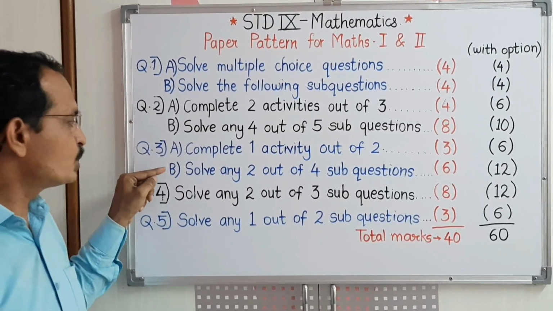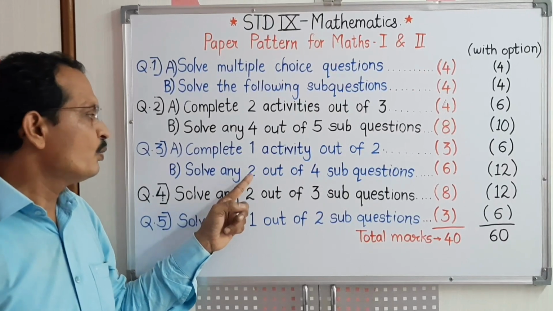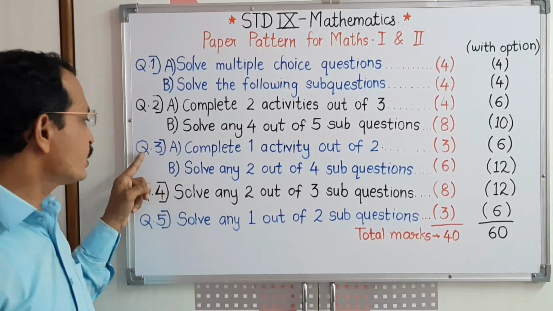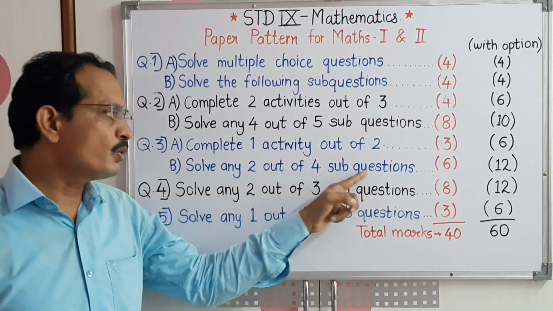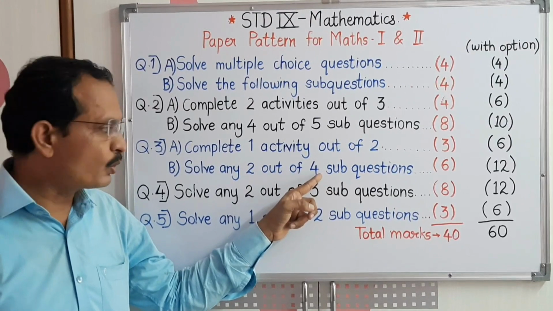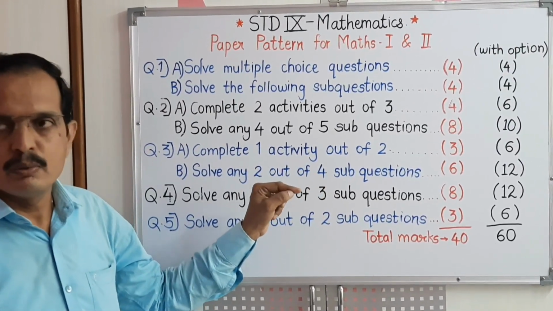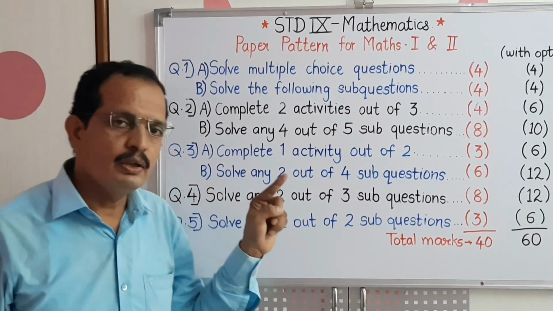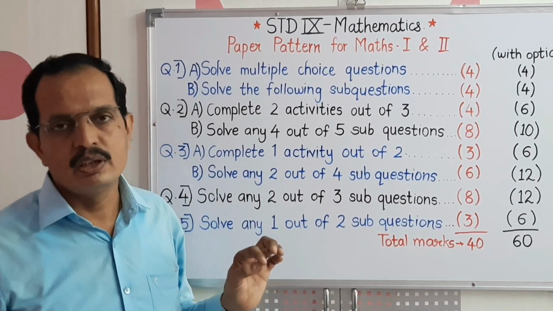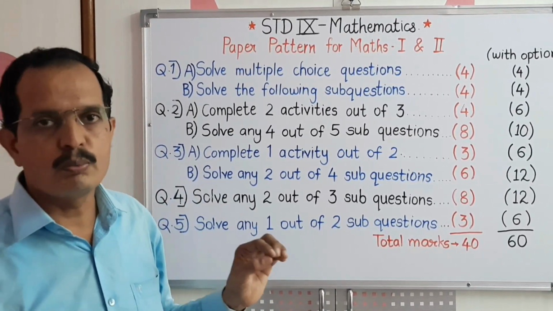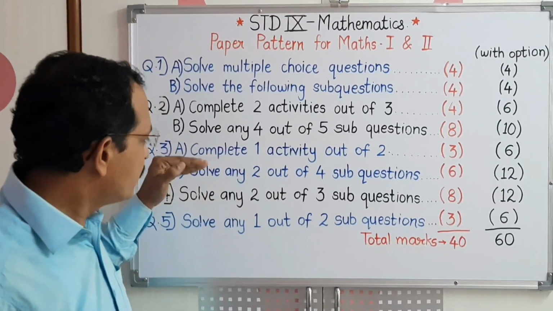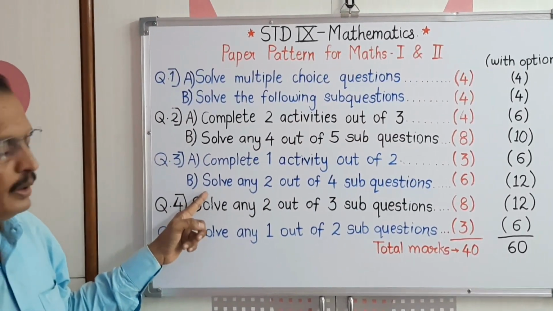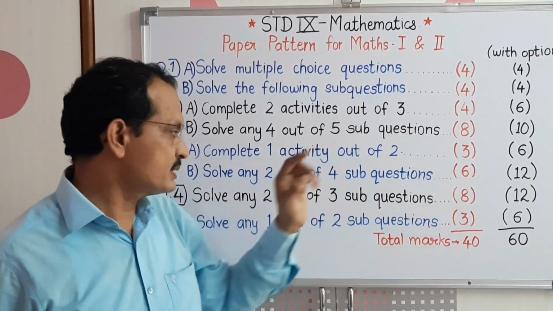One more most important thing I want to tell you for Mathematics 2. In Mathematics 2, question number 3B, there are 4 sub questions. Out of those 4 sub questions, 1 question must be on a theorem. That means 1 statement of a theorem is given and you have to write the proof of that theorem. That is the difference between Maths 1 and Maths 2 for question number 3B. 3B is for 6 marks.